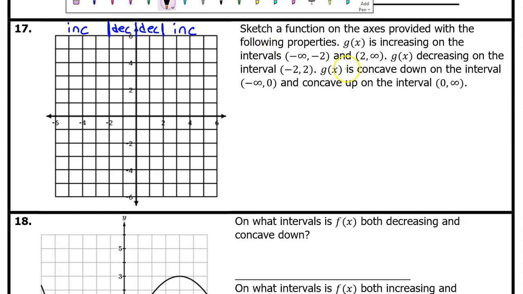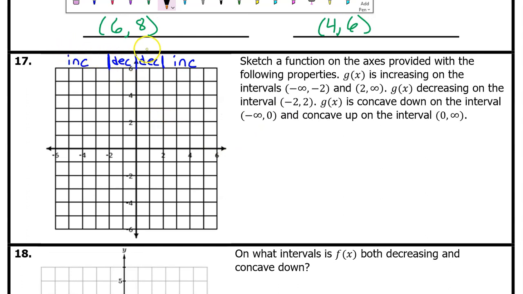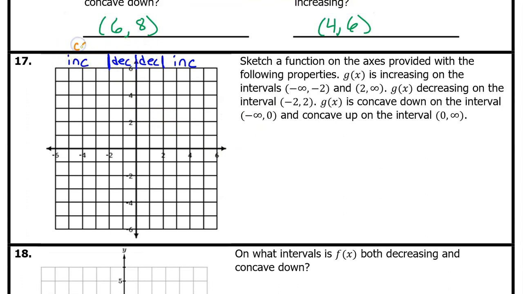So I think I'm going to switch colors a little bit. G of x is concave down on the interval from negative infinity to 0. Okay. So that means it's going to be concave down in this interval and this interval. And then concave up from 0 to infinity. So it's going to be concave up on this interval and this interval. Okay, this is enough information for me to begin sketching the graph.